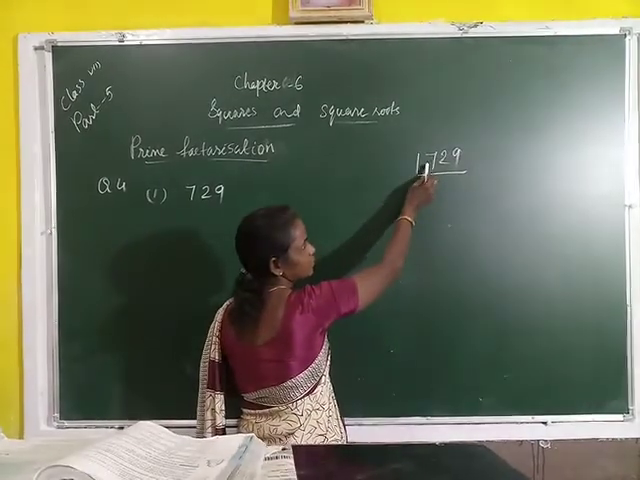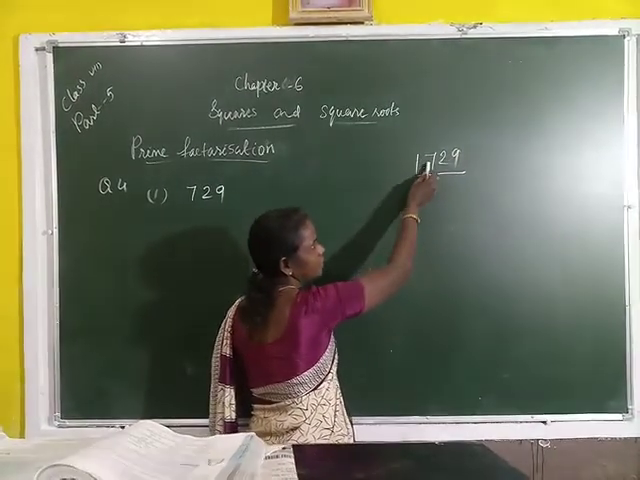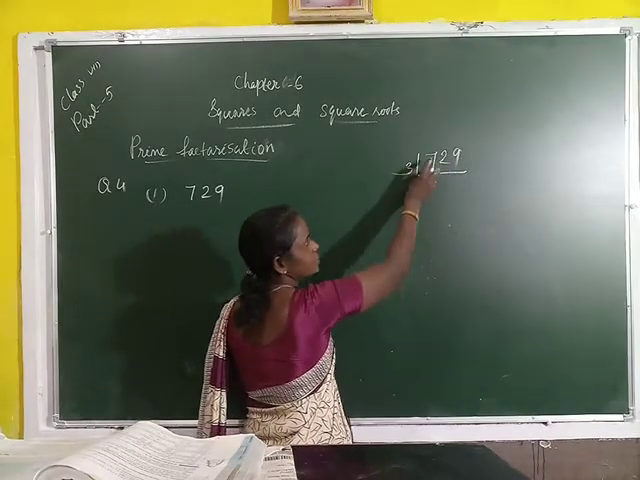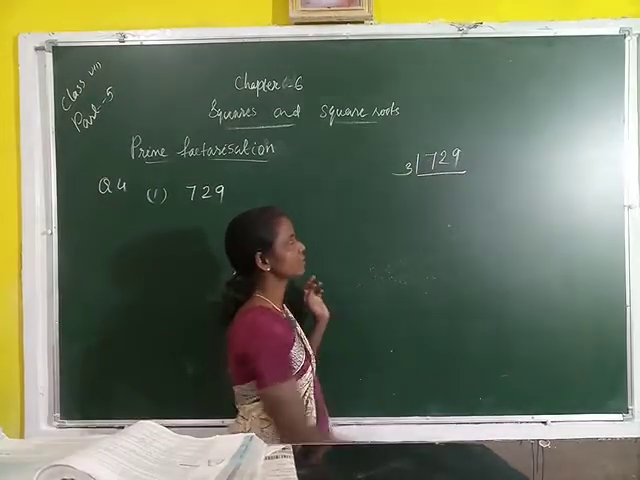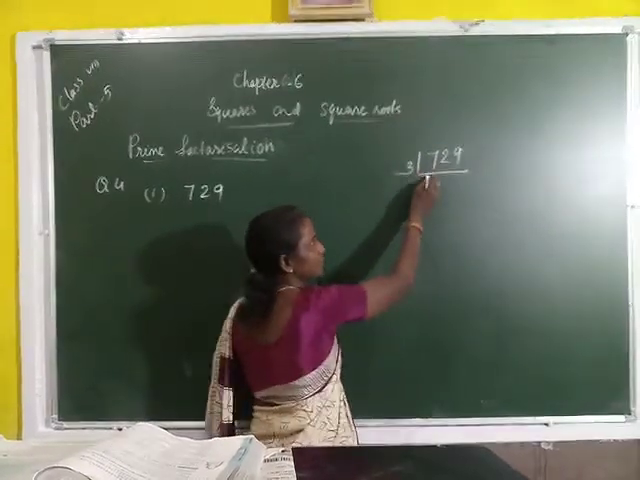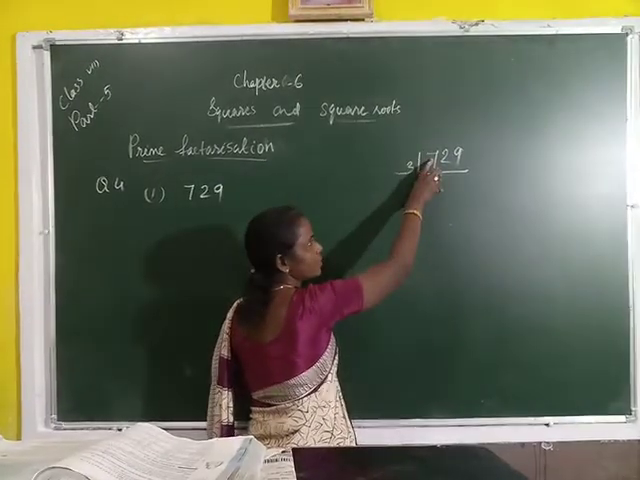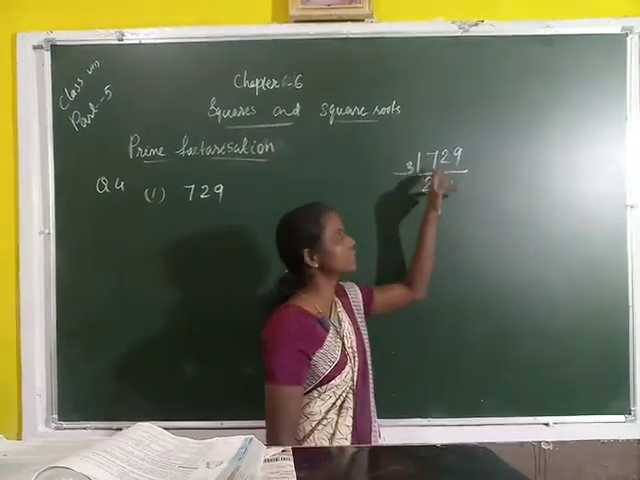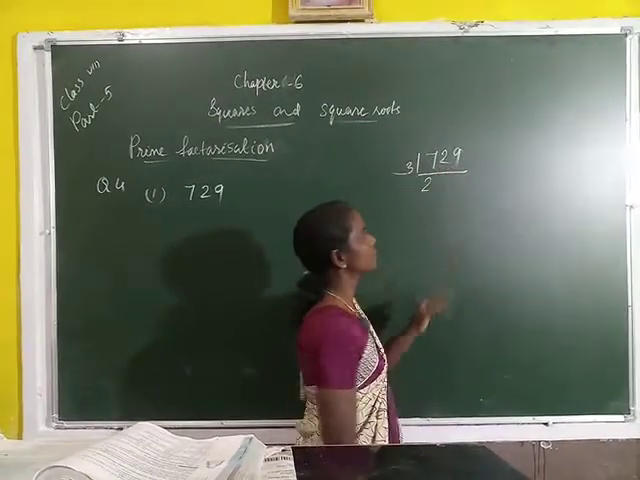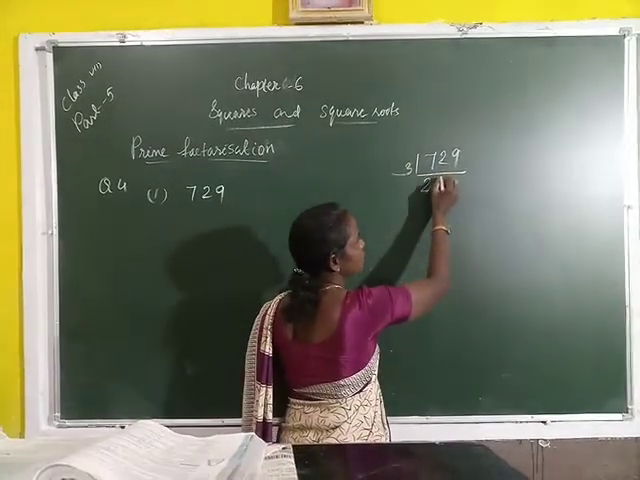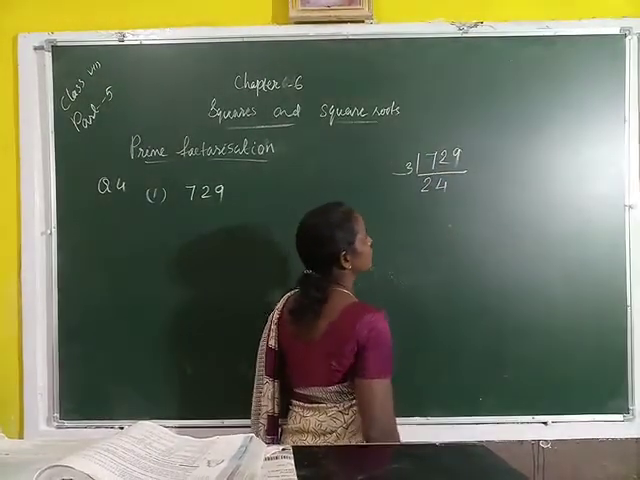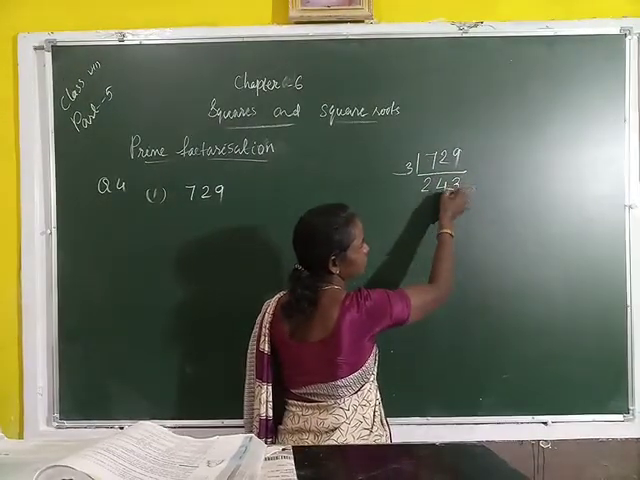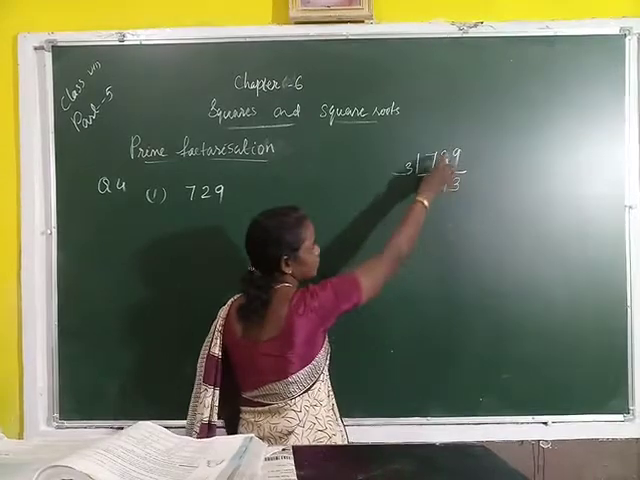Then look, this 729 is divisible by 3. The prime number 3. First number 7. How many times does 3 go into 7? 2 times. 2 threes are 6. 6 subtracted from 7, we get remainder 1. Then 1 brought down, 12. In total, 4 threes are 12. Then next number 9. How many times? 3 times. 3 threes are 9.